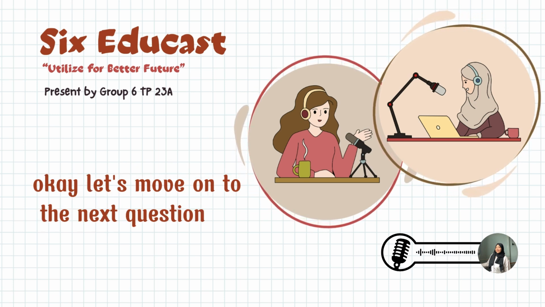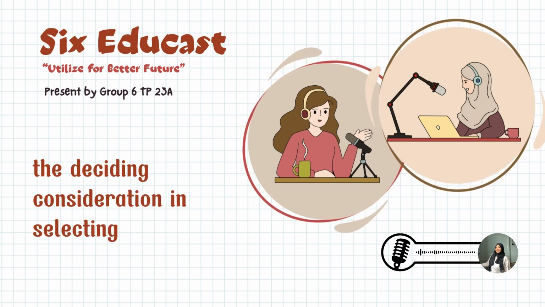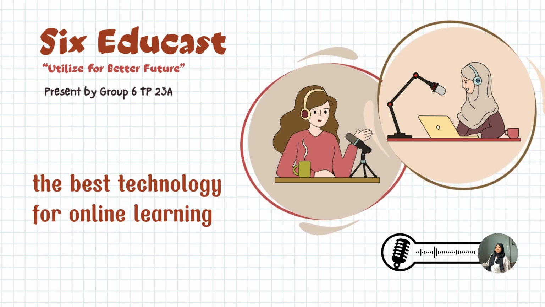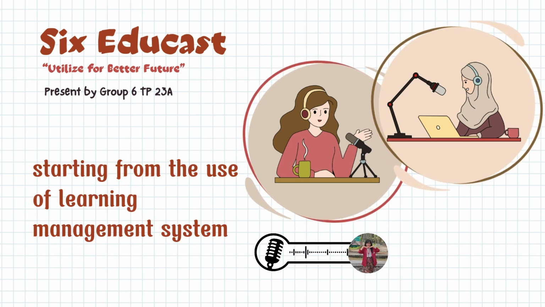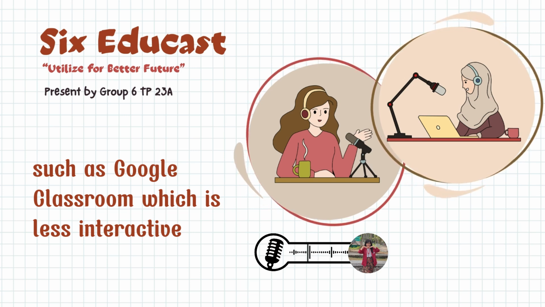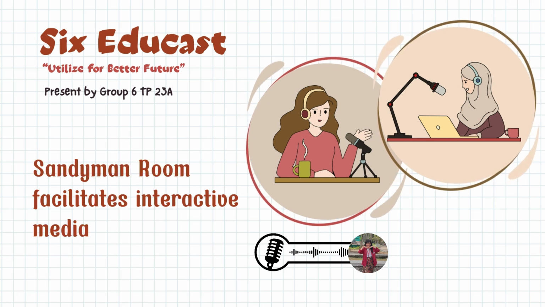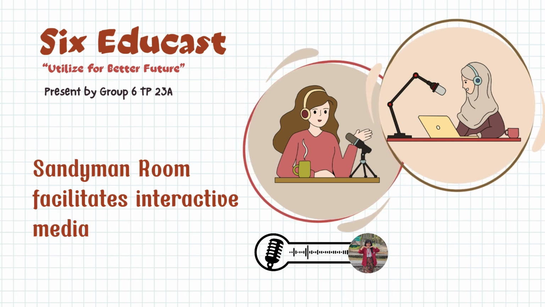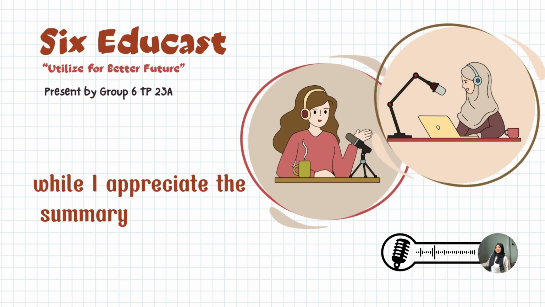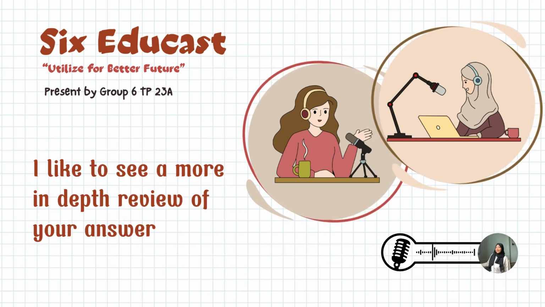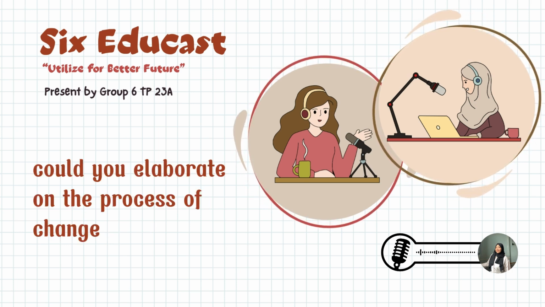Okay, let's move on to the next question. What are the deciding considerations in selecting the best technology for online learning? Starting from the use of learning management systems such as Google Classroom, which is less interactive. So, with that, Bina Insani Bandung facilitates interactive media such as Google Meet. While I appreciate the summary, I'd like to see a more in-depth review of your answer. Could you elaborate on the process of change?